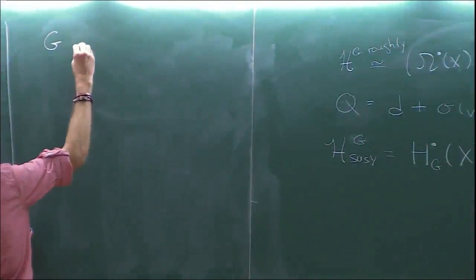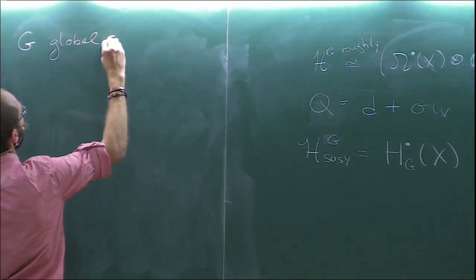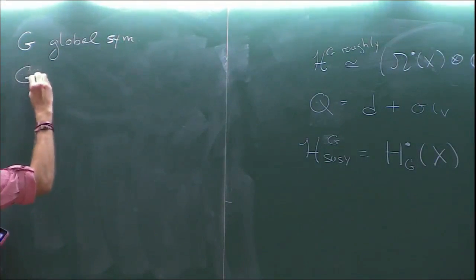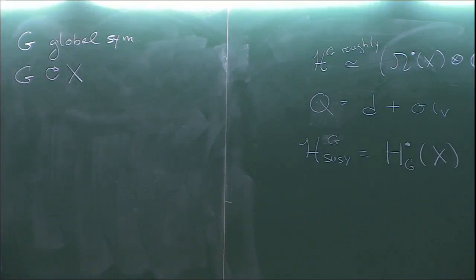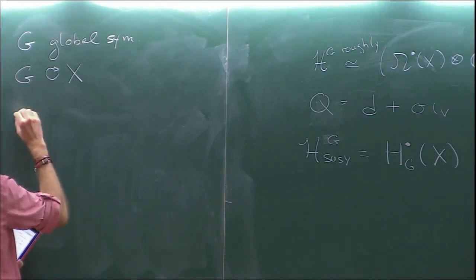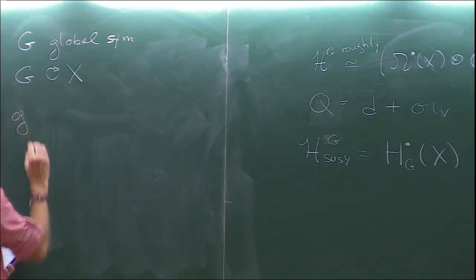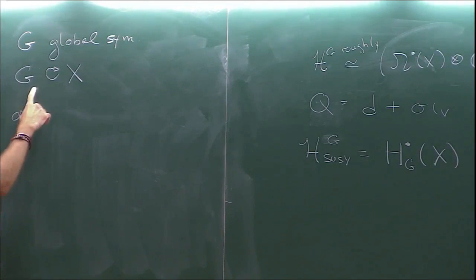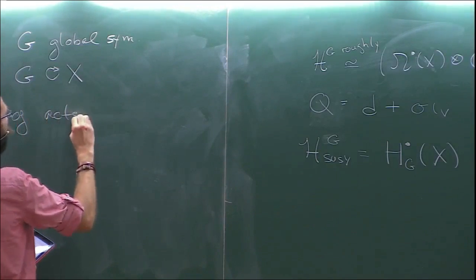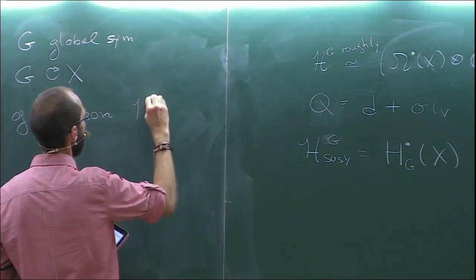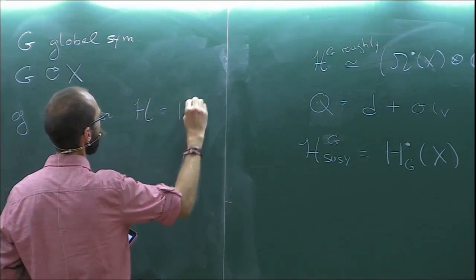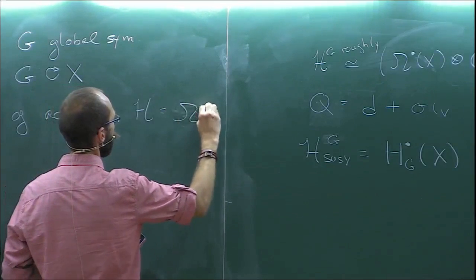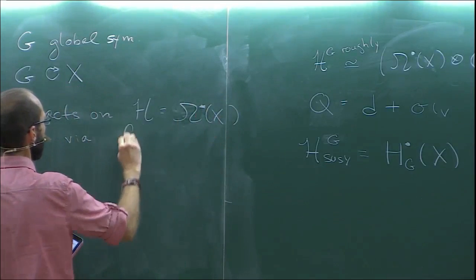So let me now talk about global symmetries. A global symmetry is what you get if you have a G action on X and do nothing. What is the extra structure that the Hilbert space gets just by knowing that there's a G action on X? Well, the Lie algebra, infinitesimal G transformations, acts on the full physical Hilbert space, forms on X, via the Lie derivative.